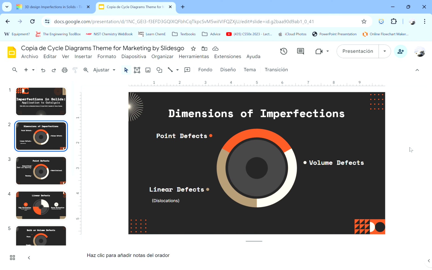So when it comes to imperfections in solids, we can look at it in 3 dimensions. 1 dimension, point defects; 2 dimension, linear defects; and 3-dimensional volume defects.